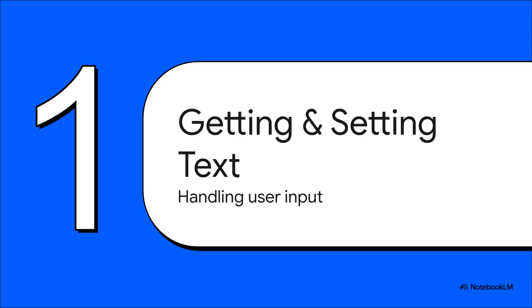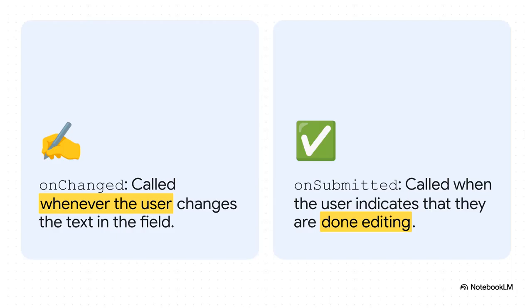First things first, how do we actually get the text that a user has typed? There are really two main ways to go about this, and we'll start with the most straightforward one. You can just use simple callbacks. On one hand, you've got the onChanged callback. This thing fires on every single keystroke, every time the user types or deletes a character. It's perfect for things like live updating search results.